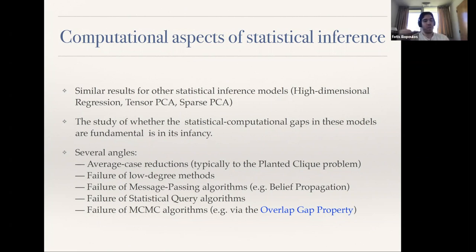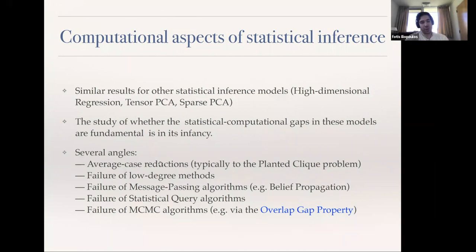Okay, so one way to study them is, you know, by doing average case reductions to the planted clique problem. Another way is to show that classes of algorithms fail. For example, people show that low degree methods like the SOS hierarchies fail, that message passing algorithms like belief propagation fail, algorithms in the statistical queries model fail, or MCMC algorithms for statistical inference fail.